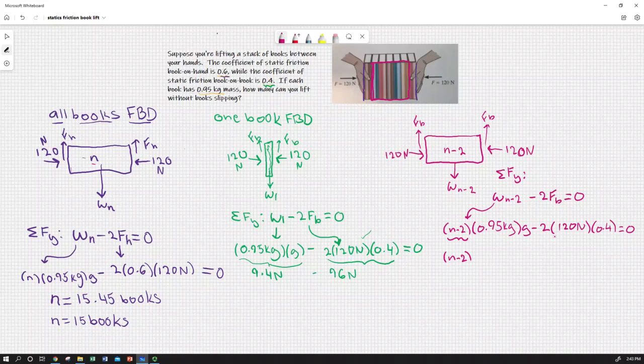So we're going to have 120 times 0.4 times 2, so we have 96 newtons, divided by 9.81 times 0.95. So n minus 2 books equals 10.3. So n equals 12.3 books.